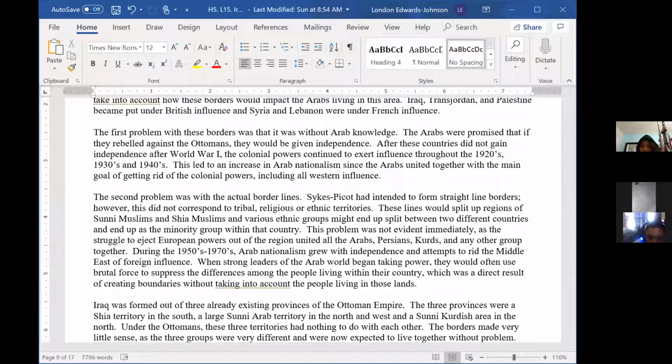The second problem was the borderlines, because they wanted straight borderlines, but it didn't correspond to the religious, tribal, or ethnic territories. Excellent, right? So imagine, you have the boroughs. Even though it's not specific, you tend to have, for example, a lot of Puerto Ricans and Dominicans in the Bronx and Washington Heights. You may have different communities that live in Brooklyn, right? Imagine suddenly the boroughs were changed and someone just came and redrew these lines, right? So this was no longer the Bronx, it was now called something else.